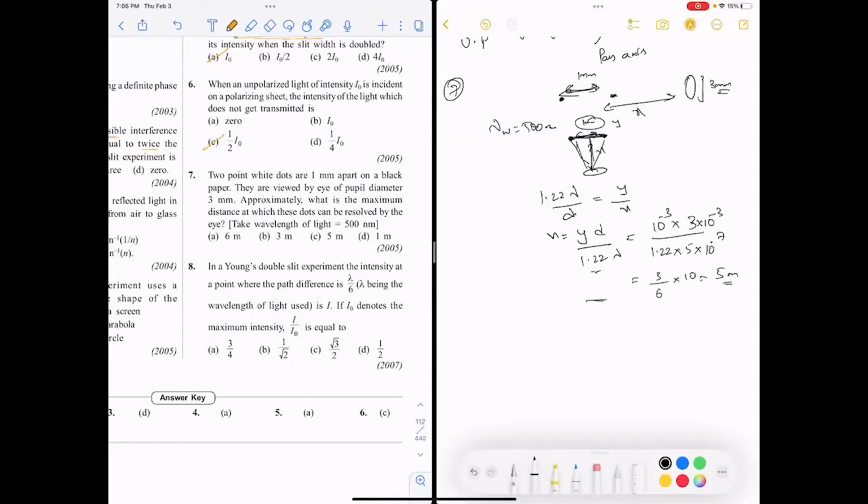Red lambda will be more, so x will be less. If lambda is less, x will be more. So draw it. Just put 2 dots on the wall. Try to go away from the wall and see. When there are 2 white dots on a black wall, till 5 meters you can see them as 2 dots. As you go further, you see them as a single dot. That is the meaning of it. Clear?